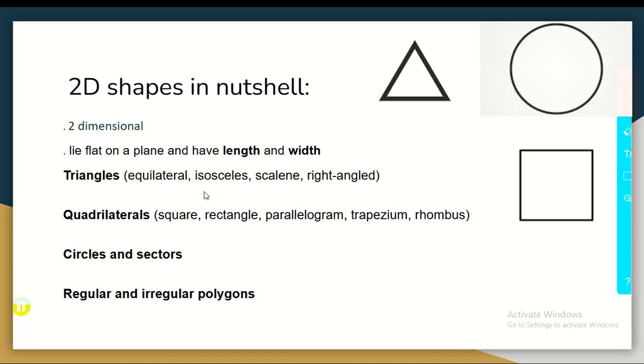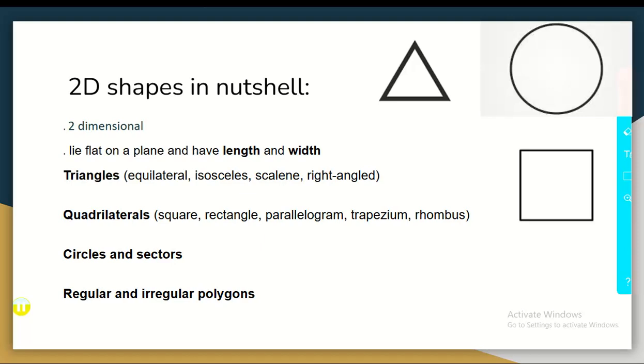1. Let's begin with 2D shapes. That stands for two-dimensional shapes. These lie flat on a plane and have length and width, but no depth. Common 2D shapes include triangles, these include equilateral, isosceles, scalene, right-angled. Quadrilaterals, these include squares, rectangles, parallelograms, trapeziums and rhombuses. Circles and sectors, and regular and irregular polygons.